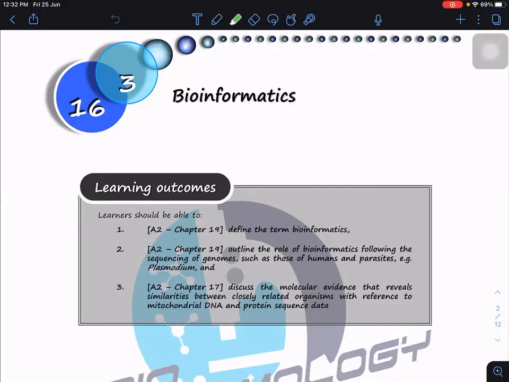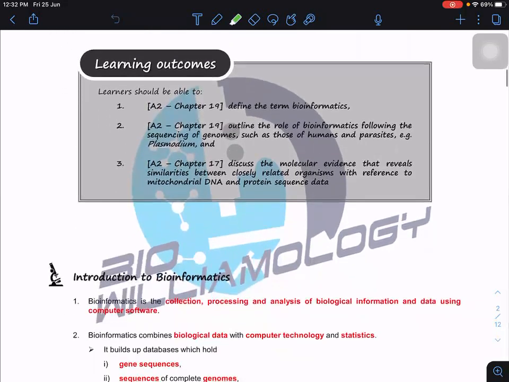Okay, so bioinformatics is quite a new branch of biology. Basically, we integrate two different fields together to analyze biological information. So it involves biology and also IT, information technology, software development. So first we need to define bioinformatics.